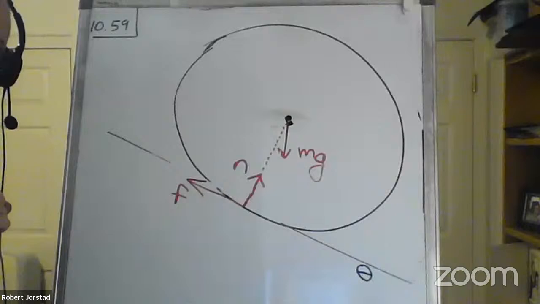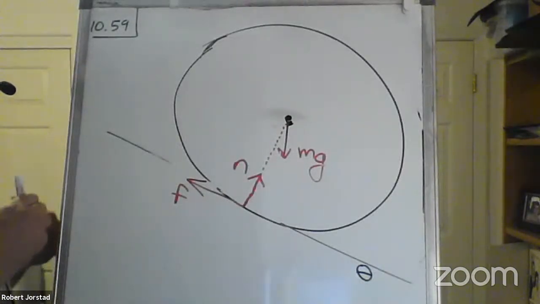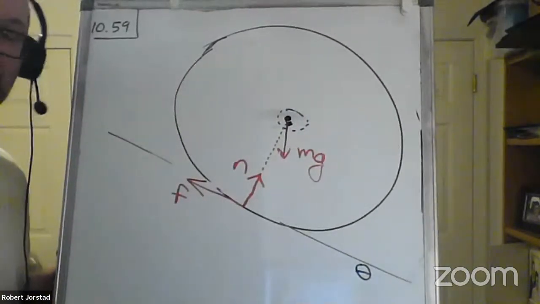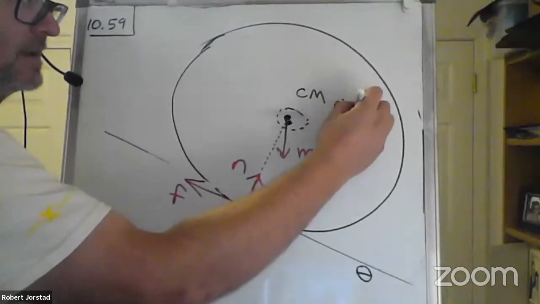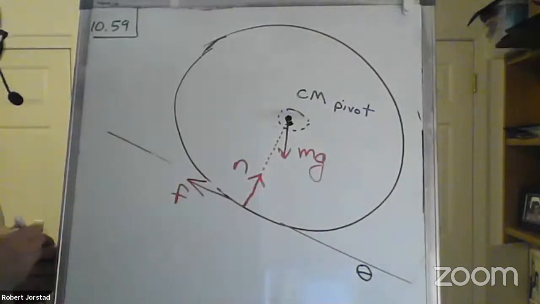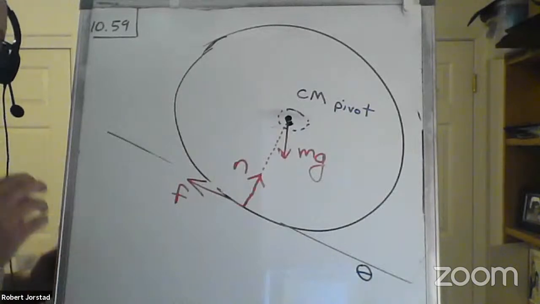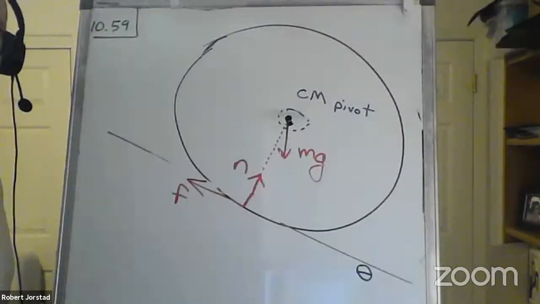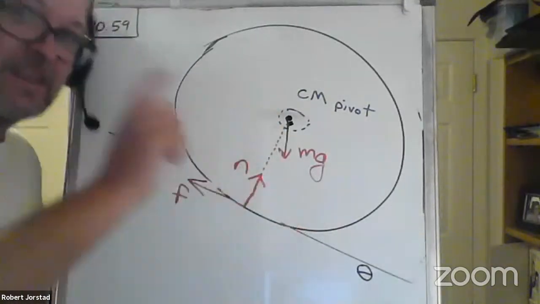Now, let me ask you here. There are two possible choices of pivot points. One is you could view it as a pivot point about the center. So you could do a center of mass pivot. If we use the center of mass as the pivot, which forces cause no torque? Normal force and mg. Yeah, because the line of action goes through the pivot. So the frictional force is what causes the torque that makes this thing rotate.